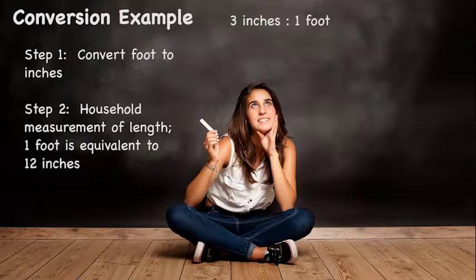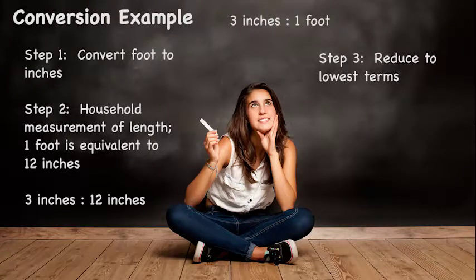Now the other way that we could have gone, we could have taken the inches and converted that to a foot, and it would have been a fraction, but then we would have been multiplying a fraction times a whole number, and then sometimes that can lead to error. So when we're doing our conversions, we want to come up with the easiest way that we can identify our relationship. Now we have 3 inches to 12 inches as a ratio, and now we reduce to lowest terms.